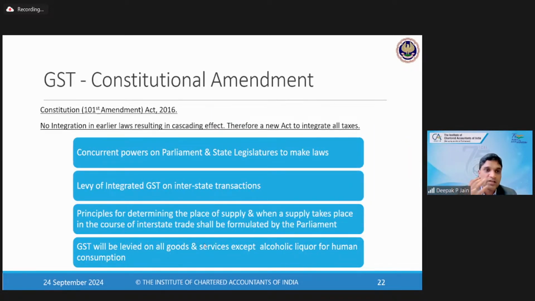Now, what happened in this 101st Amendment Act is that there was no integration in earlier taxes, resulting in a cascading effect. There was therefore a new law to integrate all the taxes.